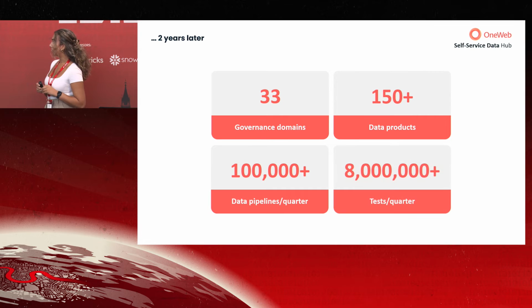And now some nice numbers. So 2 years later, what we had achieved was this shared responsibility for the confidentiality, the integrity and the availability of data from across the business. So we now have 33 governance domains, and these aren't just operational governance domains. We have data from marketing, we have data from billing, to create over 150 data products, where we do this by data pipelines, which we now have over 100,000. So this is from ingestion to transformation to validation tests, which we have over 8 million data tests per quarter, which is a nice number.